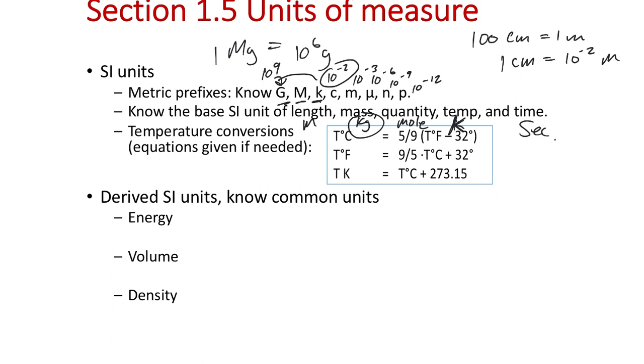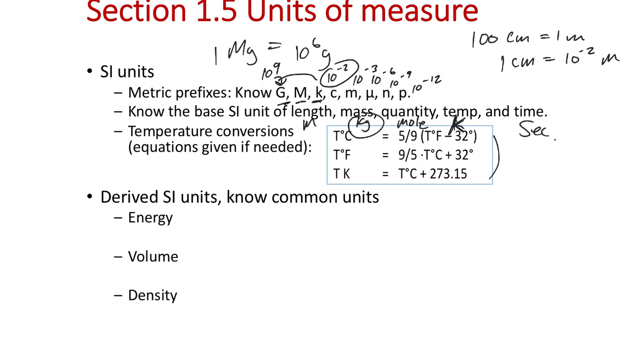There are 7 base SI units. That's 1, 2, 3, 4, 5 of them. The other two are not so useful for a class like this. One is luminous intensity, and I'm blanking on what the other one is. But these are the 5 key ones that are relevant for a class like this. The temperature conversion is actually on the next slide, the one on temperature scales. So we'll look at the temperature conversions in a slide from now. There are some equations here, and we'll see them again in a minute.